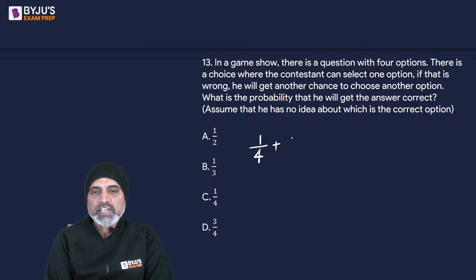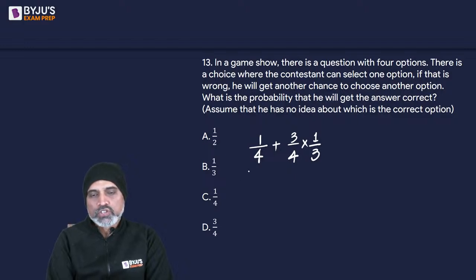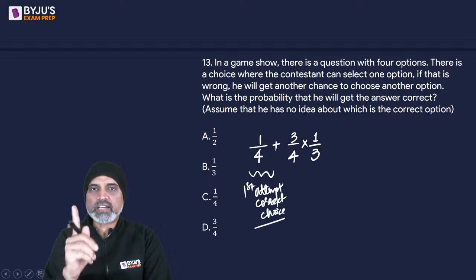Or he chooses the 3 wrong ones first, and then from the leftover he chooses the 1 correct one. So first attempt, correct choice. So there is only 1 correct choice out of 4, right?